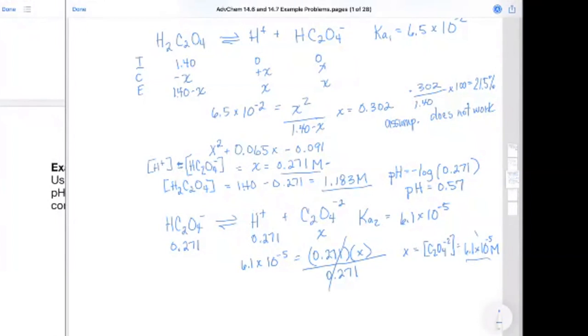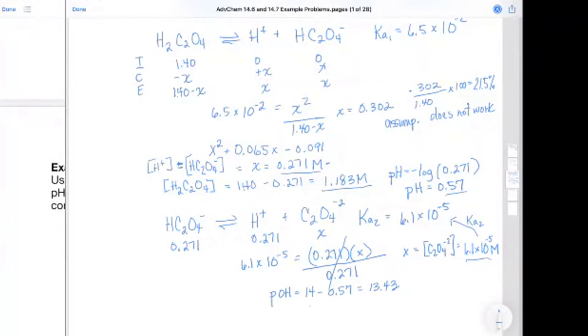Notice this is the Ka2 value, which tells us that the C2O4 is not a contributing factor to the hydrogen ion concentration here. So we can go back to figure out the pOH. Remember, it is 14 minus the pH, which is up here, 0.57. That is 13.43.